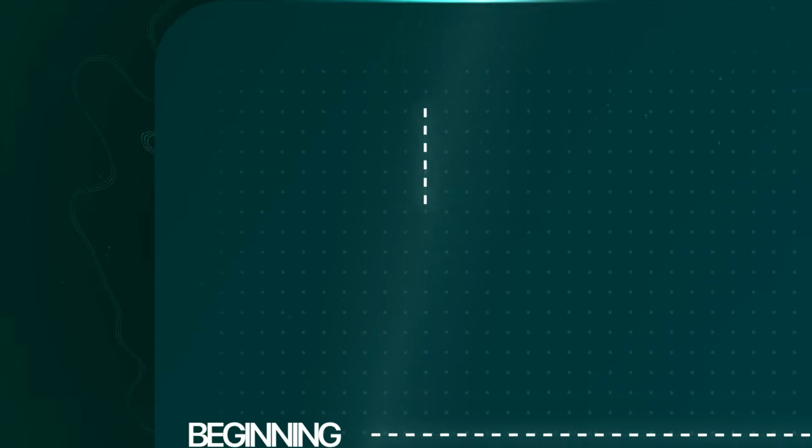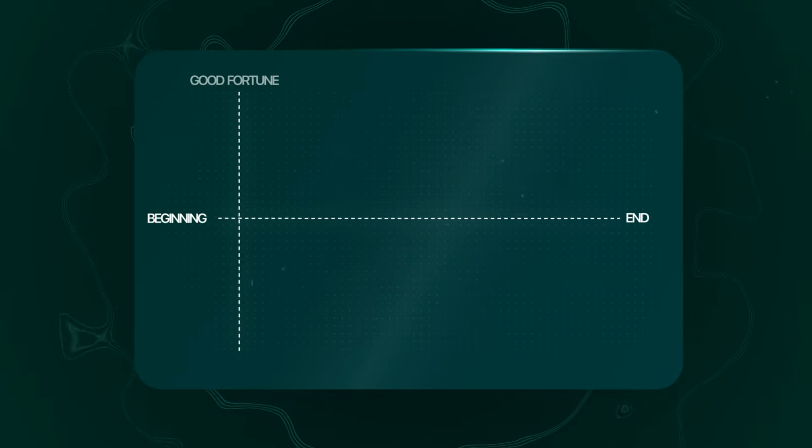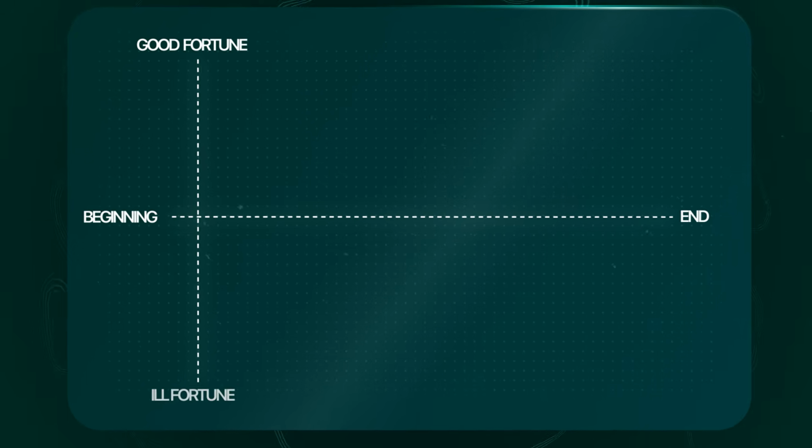The x-axis is time. Your story moves from beginning to end. The y-axis is fortune. At the top, good things happen, and at the bottom, bad things happen. And as the story unfolds, the line goes up and down based on what the character is going through. But let's look at two quick examples.